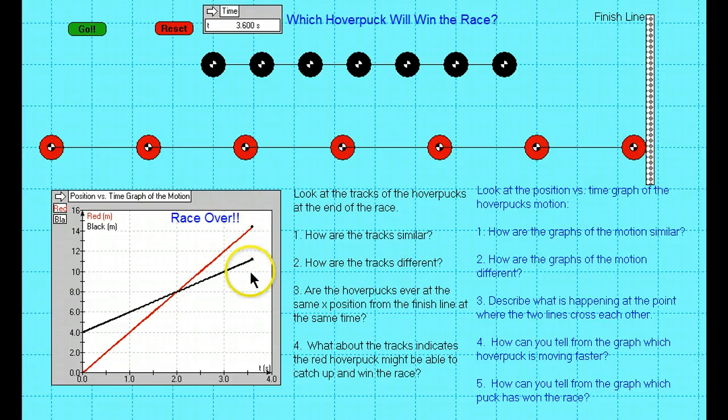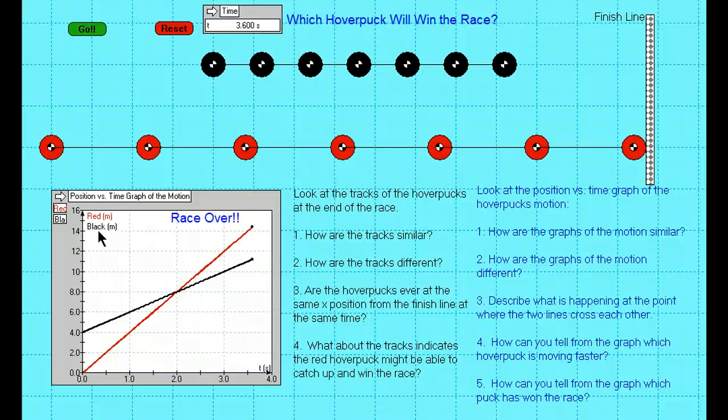Again, this is the end of the race at 3.6 seconds this time. Again, roughly 15 meters away from the start line for the red puck anyway. But you can see they're not in the same position at that time. The red puck's the only one to have actually reached the finish line.